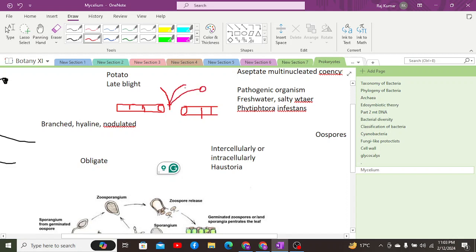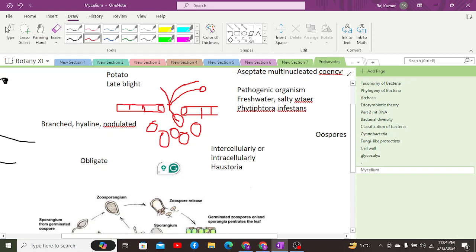Phytophthora infestans. And outside that, this is the outer part, the outer environment. This is the inner environment. These are the cells present, mesophyll cells. Now, what does the water mold actually do? The Phytophthora goes inside these cells.